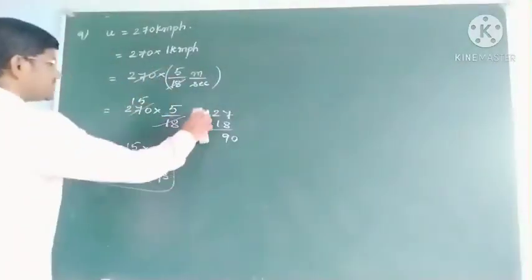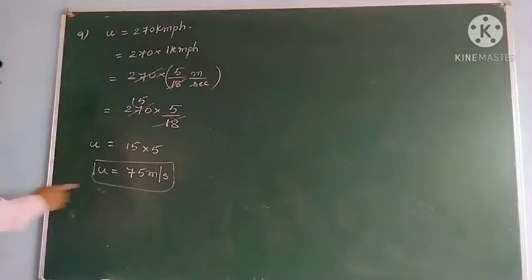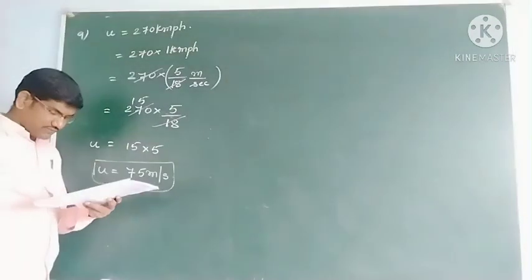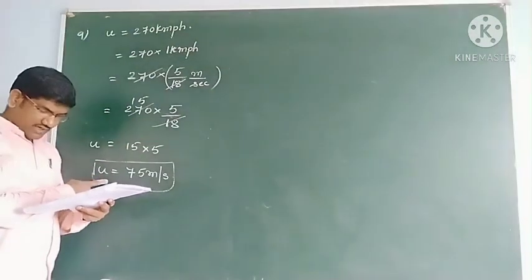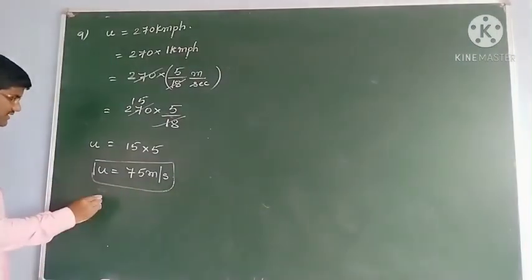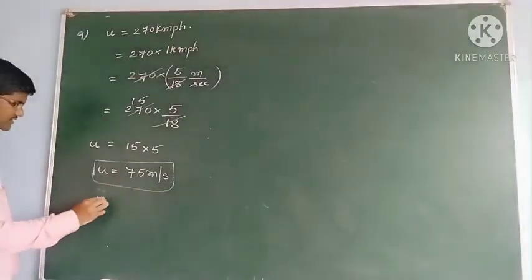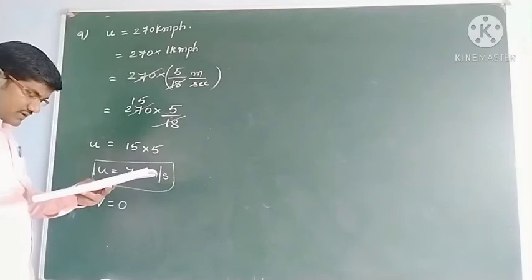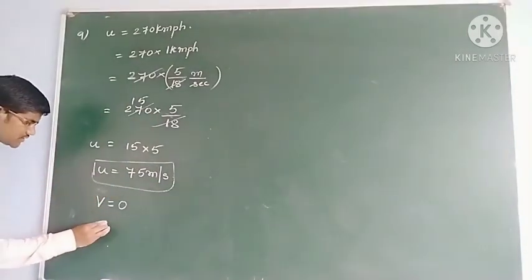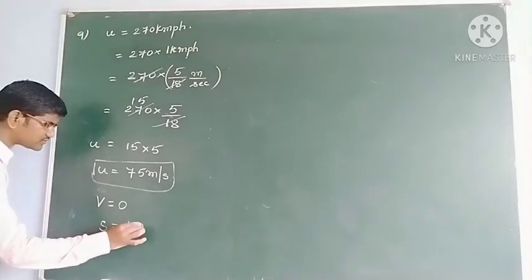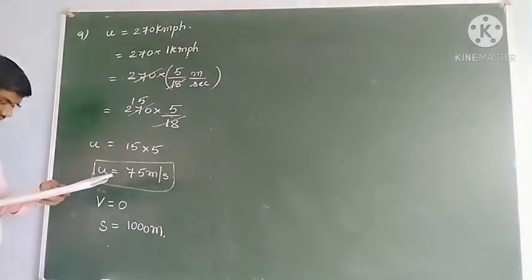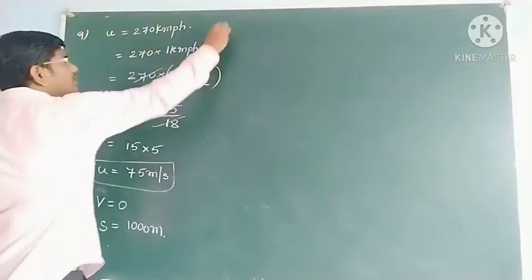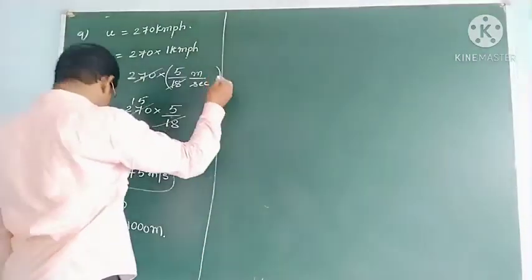With this initial velocity, an aeroplane is landed on the runway. An aeroplane lands with a velocity of 270 km per hour and comes to rest. So this is the initial velocity they have given, and it comes to rest. It is coming to rest means final velocity 0, and covering a runway distance of 1000 meters. Then find its deceleration.